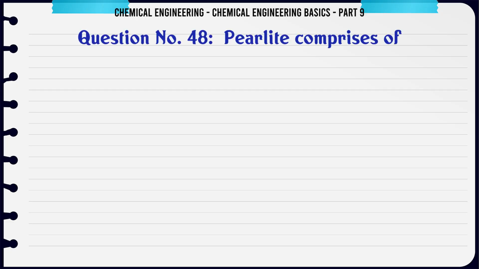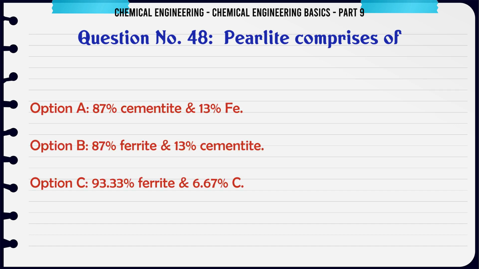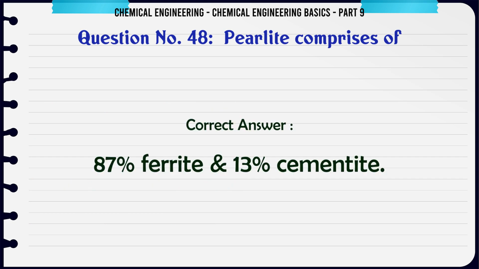Pearlite comprises of: A. 87% cementite, 13% Fe, B. 87% ferrite, 13% cementite, C. 93.33% ferrite, 6.67% C, D. 87% ferrite, 13% C. The correct answer is 87% ferrite, 13% cementite.